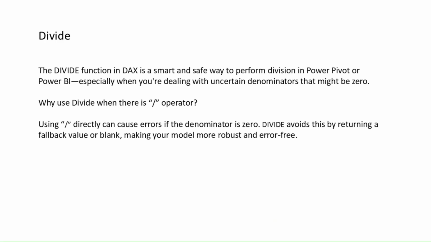The DIVIDE function in DAX is a smart and safe way to perform division in Power Pivot or Power BI, especially when you're dealing with uncertain denominators that might be zero. Why use DIVIDE when there is the / operator? Using / directly can cause errors if the denominator is zero. DIVIDE avoids this by returning a fallback value or blank, making your model more robust and error-free.